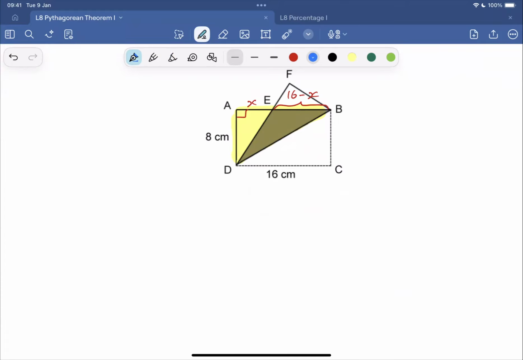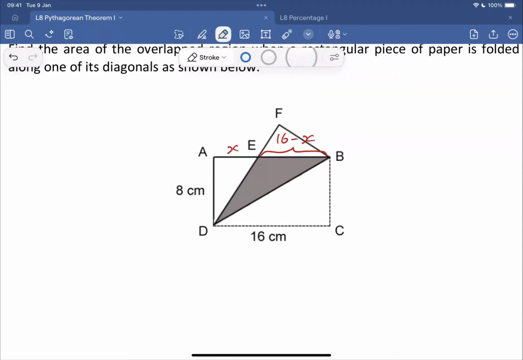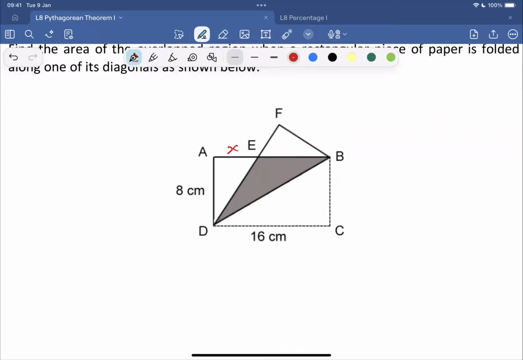16 minus X. Oh, sorry. That doesn't make sense. That's not helpful. Okay, why not we make use... Okay, let me redo it. If this is X, then this side is also X, because these two triangles are exactly the same as each other.